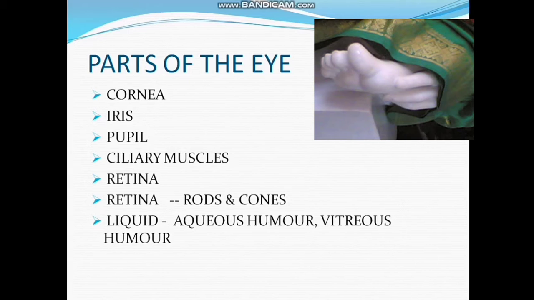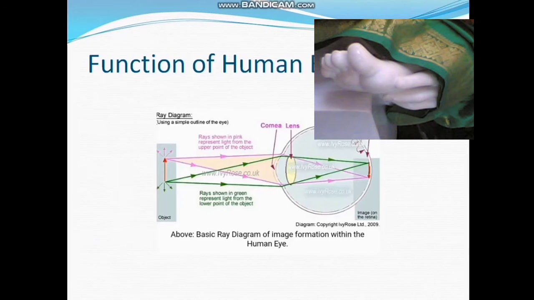Rods and cones. These are light sensitive cells present in the retina and get activated upon illumination. Rods respond to the intensity of light, whereas cones respond to color. These are the important parts of the eye.